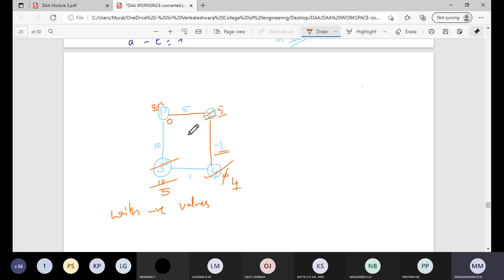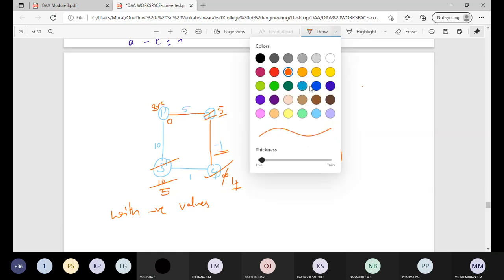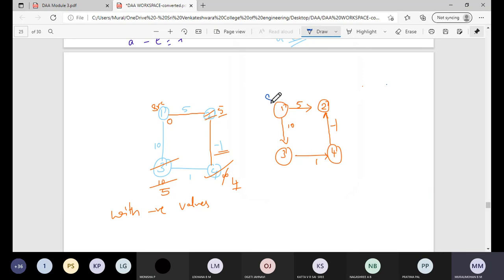The same graph I will rewrite as a directed graph. So 1 to 2 there is 5, and here it is 3. Okay, so here it is 10. Here I will take 4, 1, and here it is -1. Now you just observe. So I will take the source vertex as 0, here it will be 10, here it will be 5, and here it will be infinity, right?